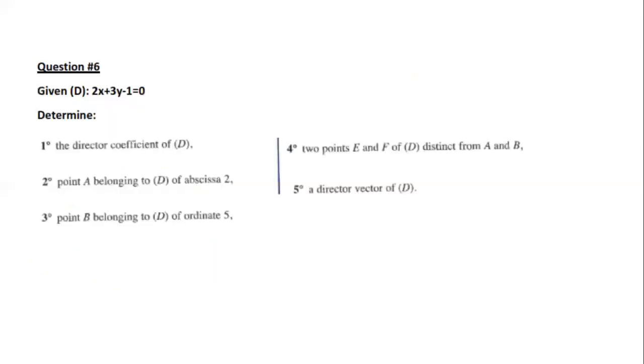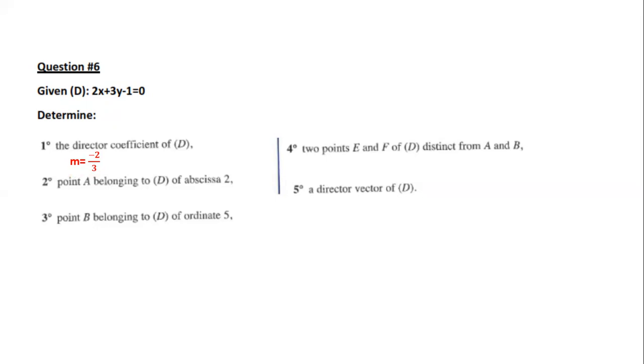Now in question number 3, the Cartesian equation of D is already given, and we need to pick out all these. In the first one, the director coefficient, or as we said, the slope. In order to know the slope, you need to change the Cartesian form into the reduced form that you know, which is y equals ax plus b, and then the slope is going to be minus 2 over 3.